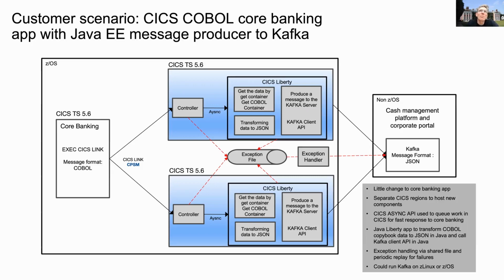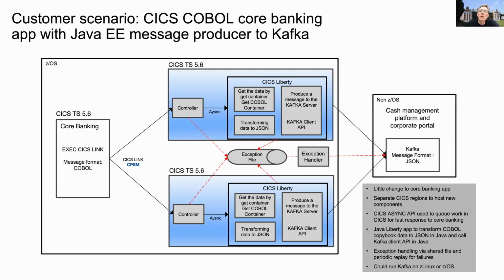And this prepared a request and used the EXEC CICS async API to start a new transaction, which then was responsible for writing the data out to Kafka. So it was a Kafka client. It also did the transformation, so it prepared the data into a JSON format and wrote the message out to Kafka.